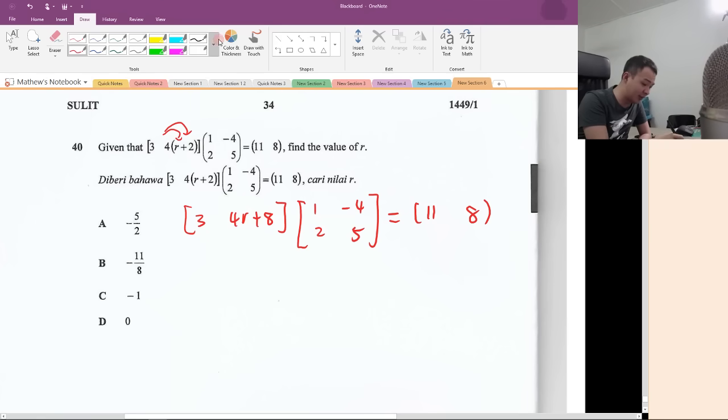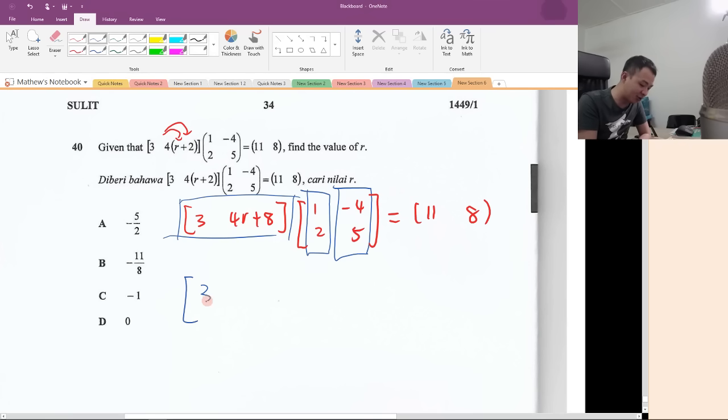So this is how we multiply the matrix. Always do the horizontal, multiply the vertical. So 3 will multiply 1, I get 3, plus 4R plus 8 multiply 2, you get 8R plus 16. The second number is 3 multiply this one, you get negative 12, and 4R plus 8 multiply 5, you get 20R plus 40. So it equals 11A.